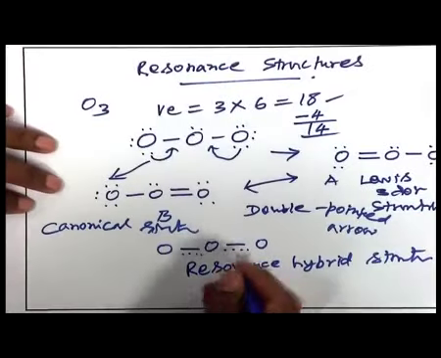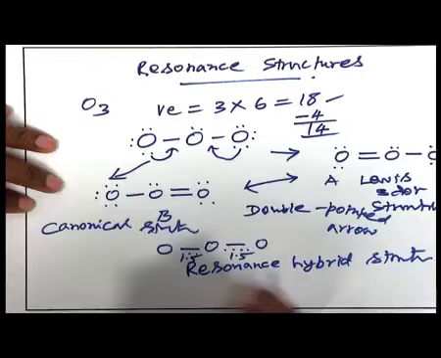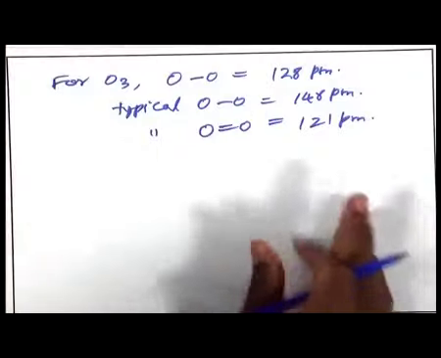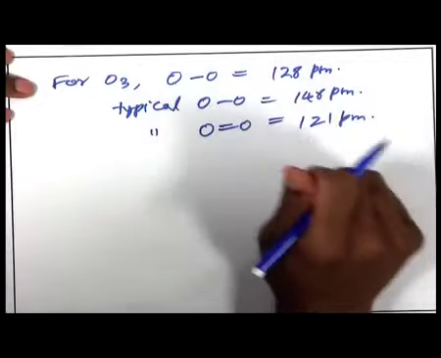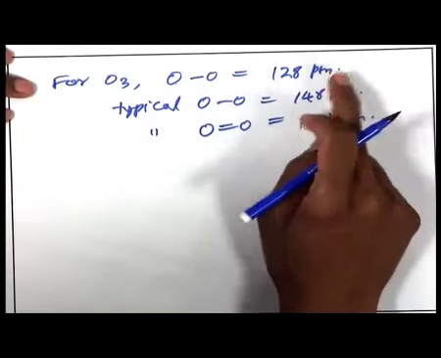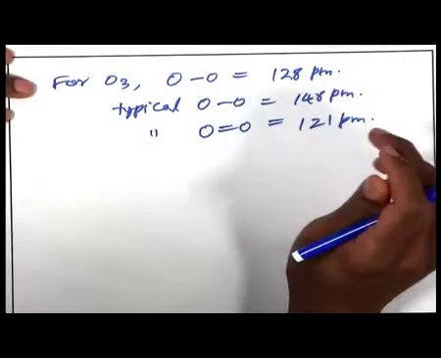You can see here the bond order is 1.5. That is why the OO distance is 128 picometer. It is not a single bond or a double bond.